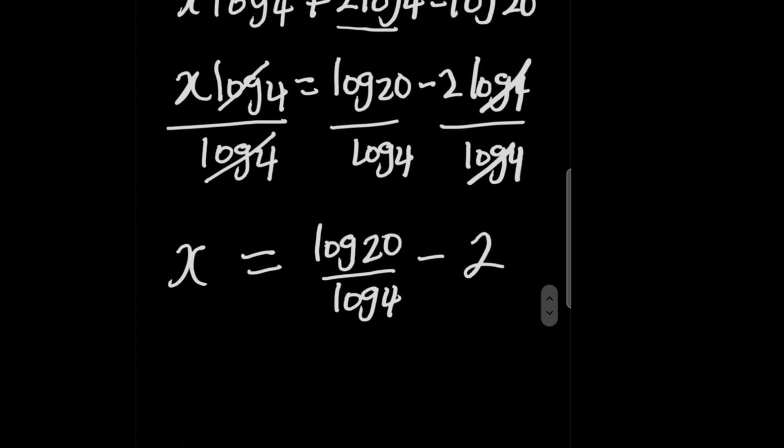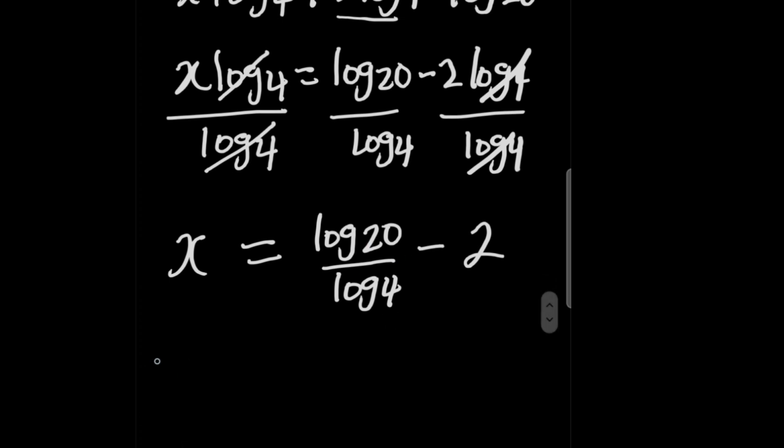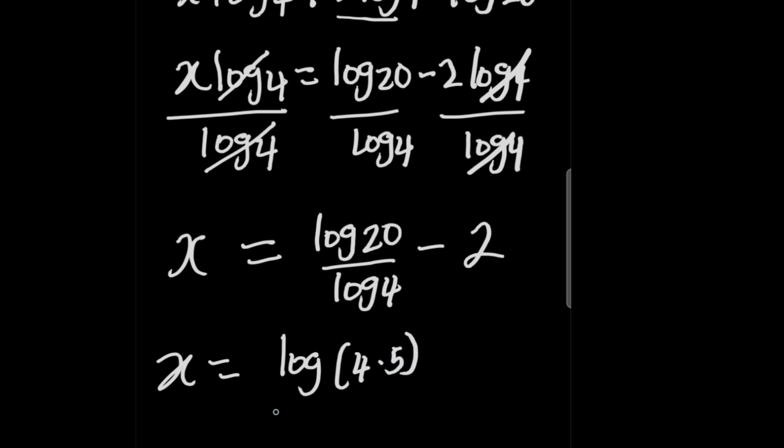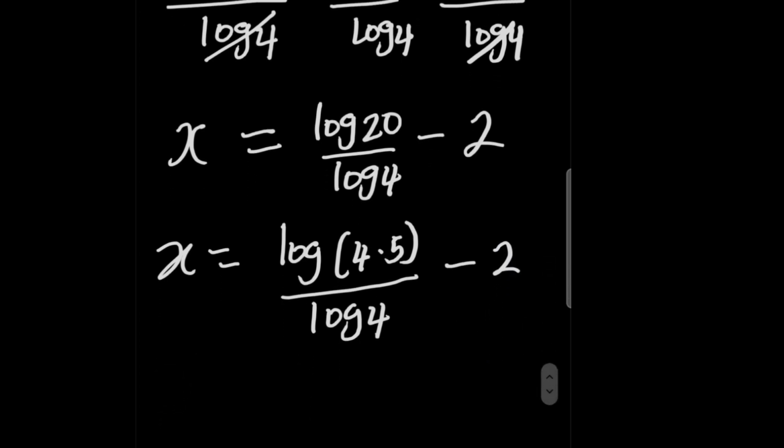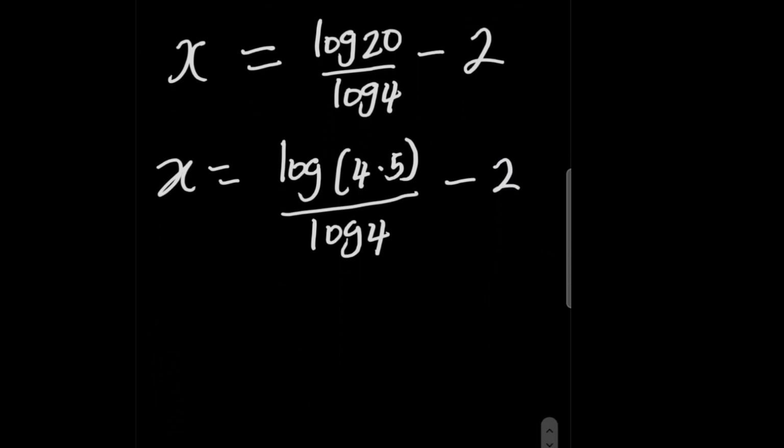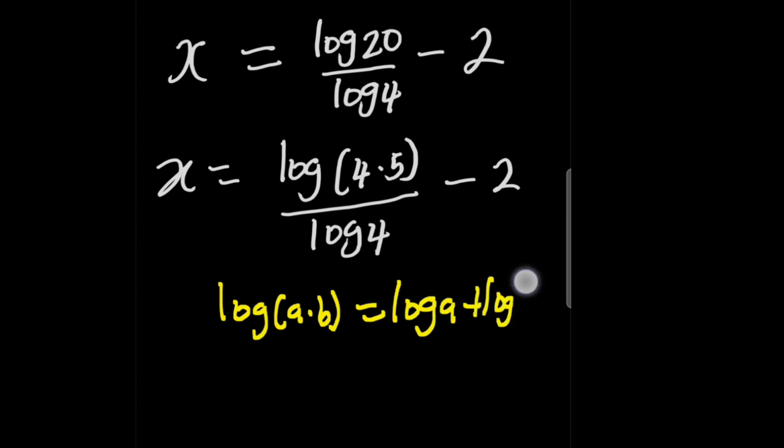Now, the next thing we're going to do, this log 20 in the middle, we can break it. So this is going to be what? x to be equal to log of 20, which is the same as what? Log of 4 multiplied by 5, which is the same as 20. Then everything all over log 4 minus 2. Now, the next thing we're going to recall is one of the properties of logarithm. We see that when we have log of a multiplied by b, which is the same as what? Log of a plus log of b.